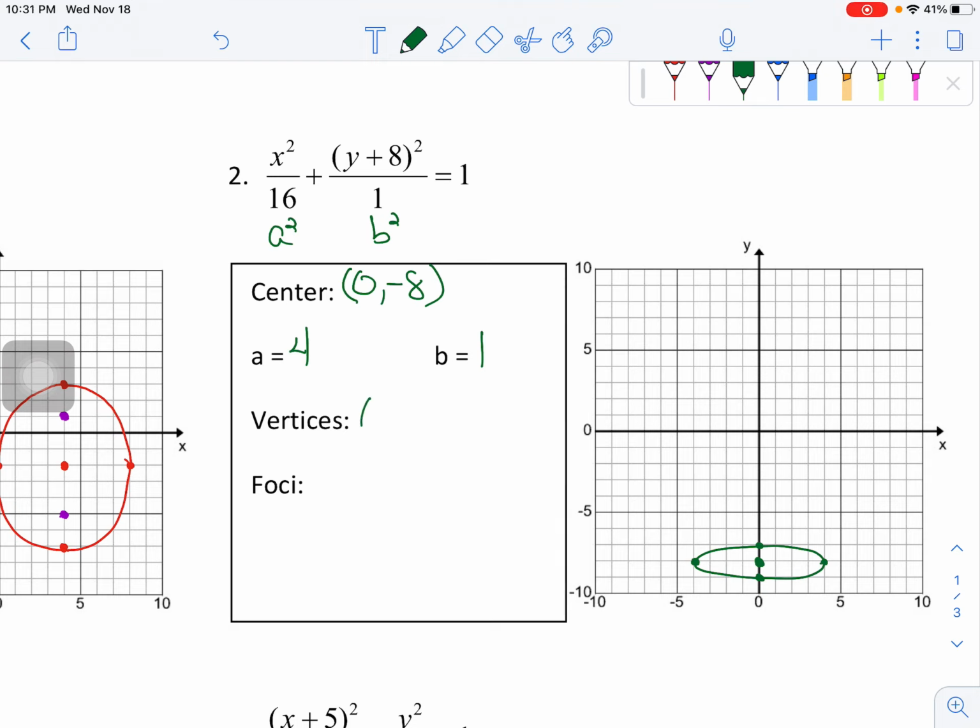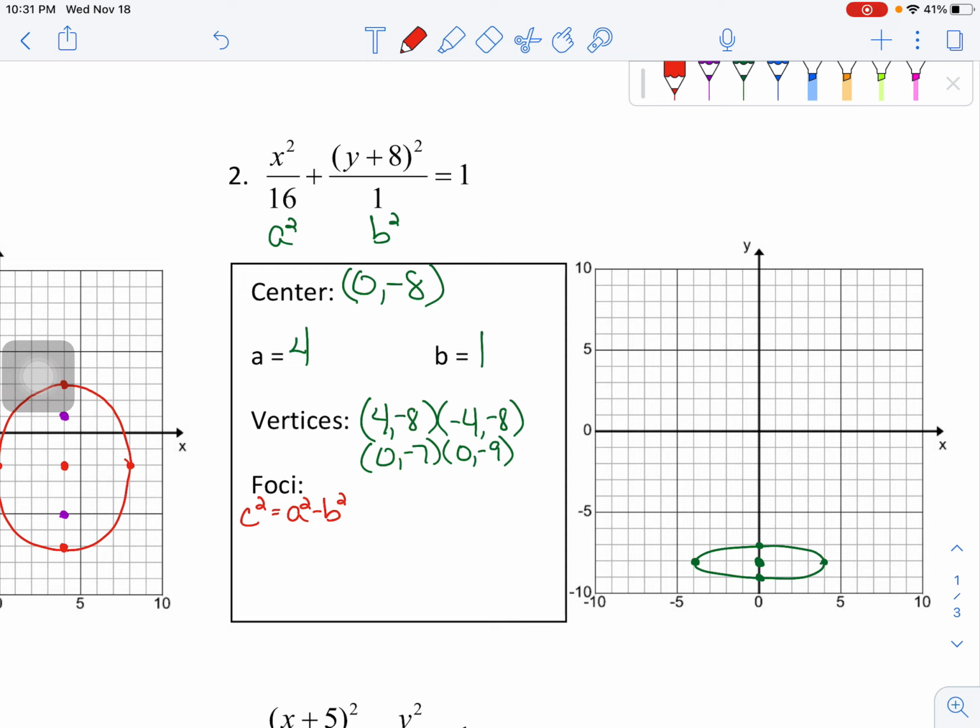Really, really elongated. So let's go ahead and identify these vertices. So let's see, from the center, I had to move left and right 4. So 4, -8, -4, -8. I also needed to move up 1 and down 1. So 0, -7, and 0, -9. All right, so those are your 4 vertices. I'm sorry, 4 vertices. I can count, really. All right. Now, separately, let's see how my counting skills go when I try to find my 2 foci.